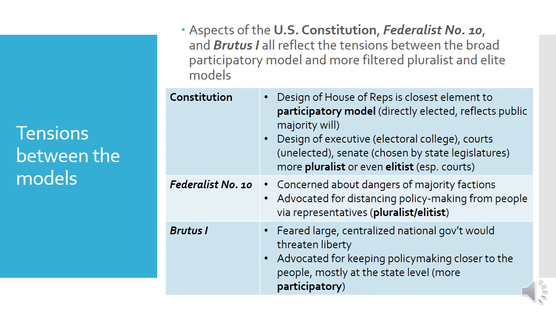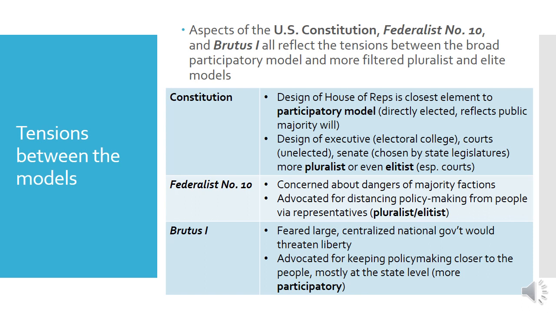Federalist number 10, this is one of the Federalist essays written in support of the new Constitution versus the Articles of Confederation. Federalist 10 focuses on concern about the dangers of majority factions. And so in support of protecting ourselves from those, it advocates for separating the people a little bit from policymaking decisions, distancing it from the people via elected representatives. So the way we can protect ourselves from the mob, so to speak, is by having elected representatives making decisions instead of the people themselves. So cast in that way, it's a little bit more on the side of pluralist slash elitist theory.